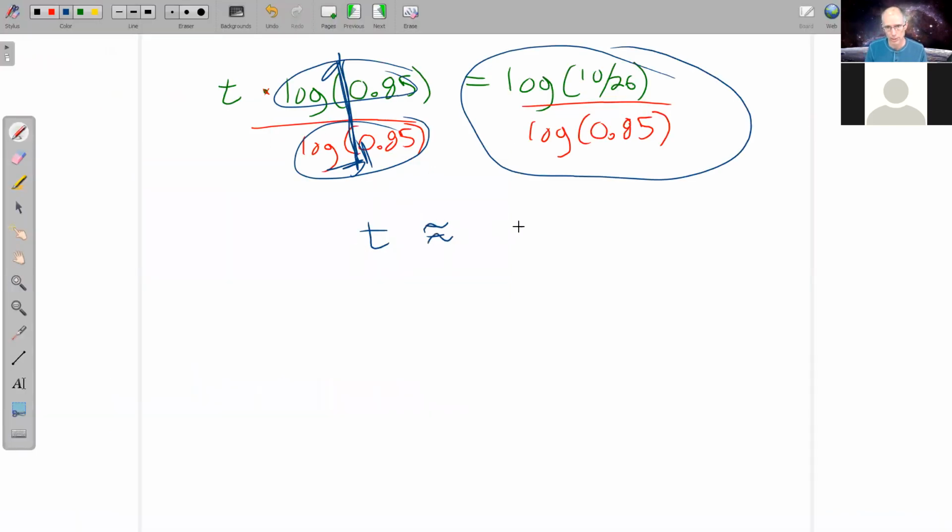So rounding, t equals 5.879. And this answer should mean the years till the car is worth 10,000.